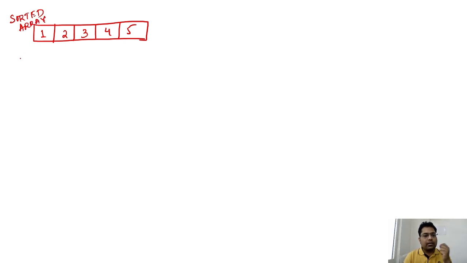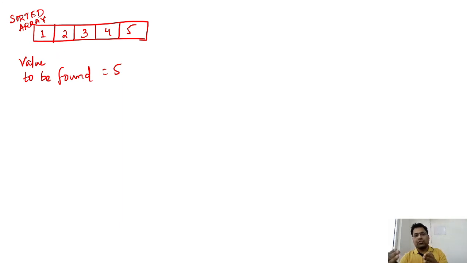We need to find, here you can say the key term, or the value to be found, is 5. From this array, we have to first search from one index to another index. We know that whenever we are searching, by default you can start from this index.